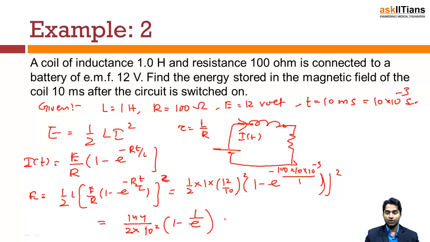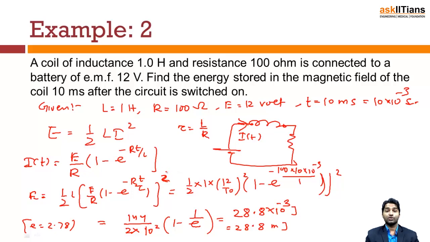Already I solved it, that's why I am writing here. When we solve it, the value of e is considered as 2.78. So on substituting this value, we are getting approximately 28.8 into 10 to the power minus 3 joule, that is equal to 28.8 millijoule. So this question is related to the growth of current across the inductor coil connected in series with the resistance.